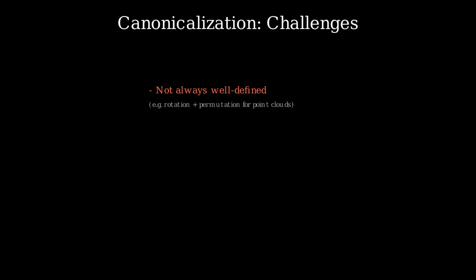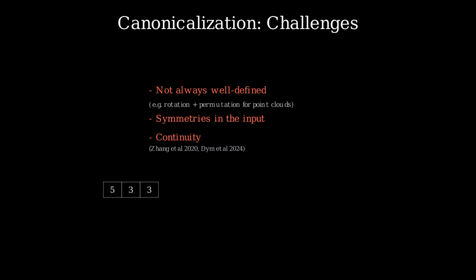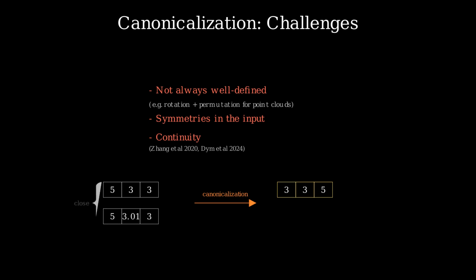Canonicalization is not always easy to define. Some group actions, such as rotations combined with permutations for point clouds, do not have a simple canonical form. And when the input itself has symmetries, the canonical form can be ambiguous. The most fundamental challenge is continuity. We want canonicalization to be continuous. Close inputs should map to close canonical forms. Consider 5, 3, 3. Sorting gives 3, 3, 5. Perturb slightly: 5, 3.01, 3.